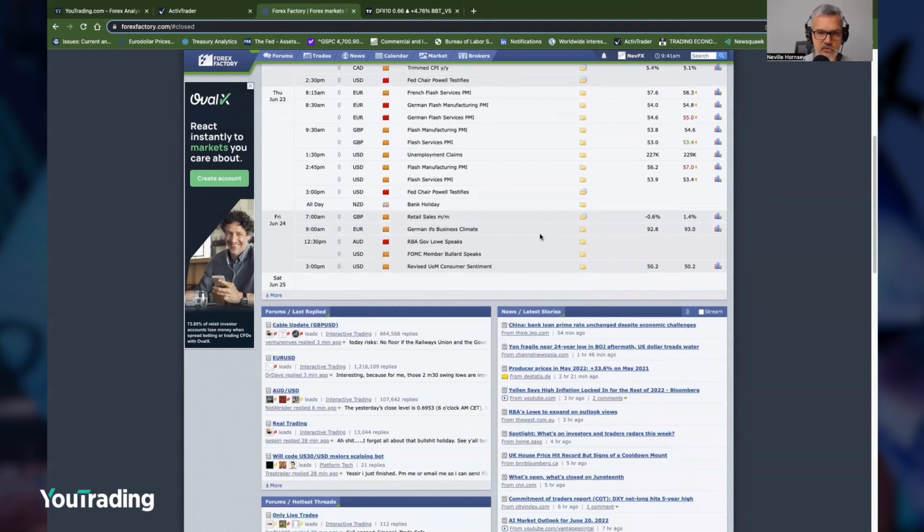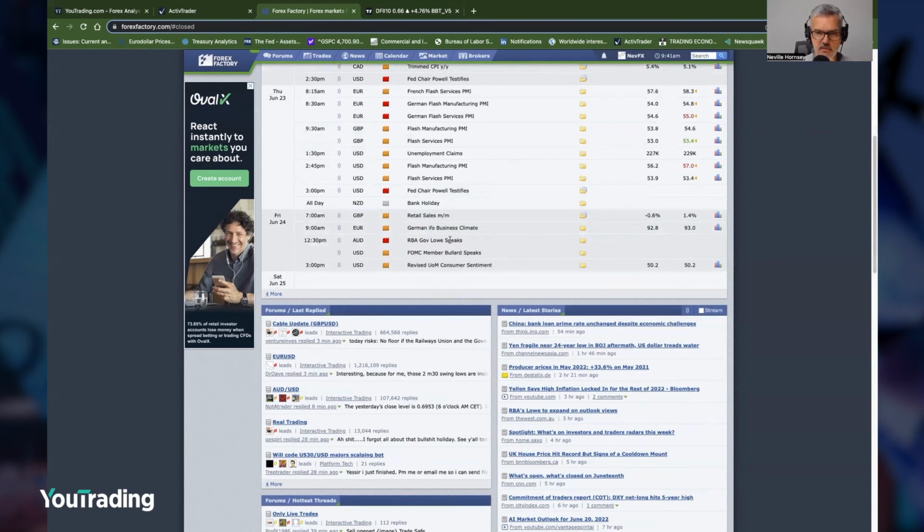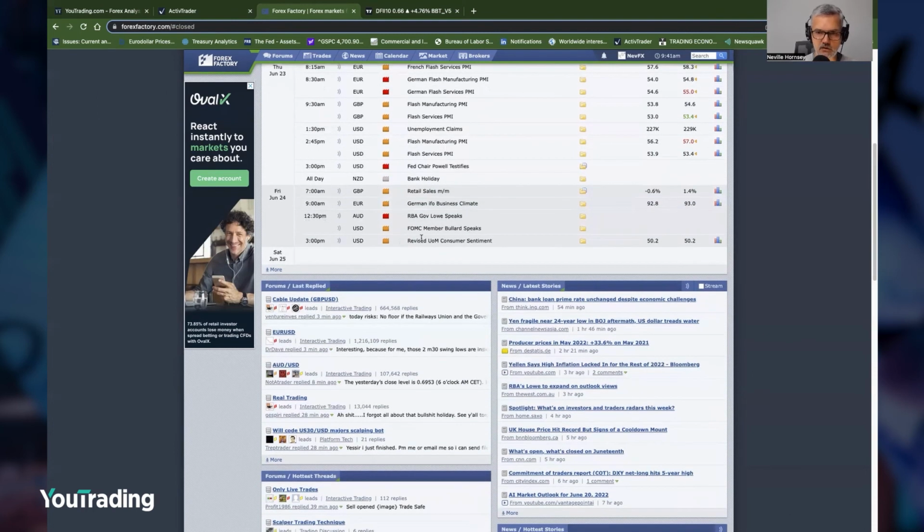Friday, June the 24th, retail sales in the UK very much likely to drop into negative territory. We've also got European information coming from Germany's IFO business climate, looking likely to drop a little bit there. Then we've got FOMC member Bullard speaking, and then we've got a revised University of Michigan consumer sentiment.